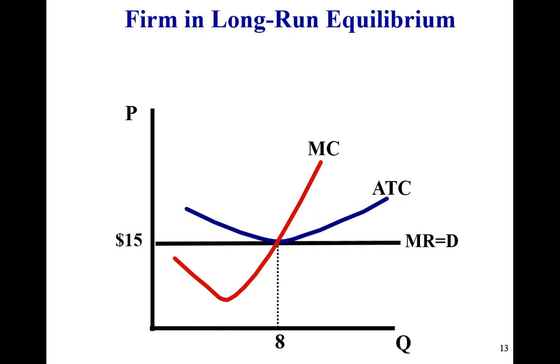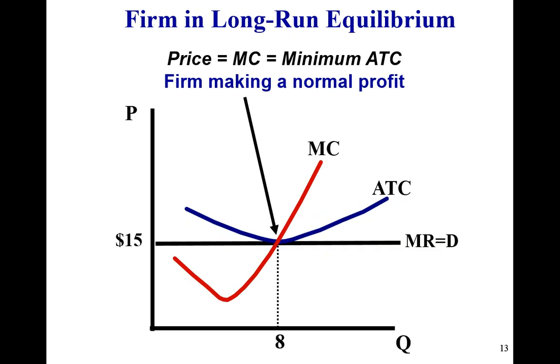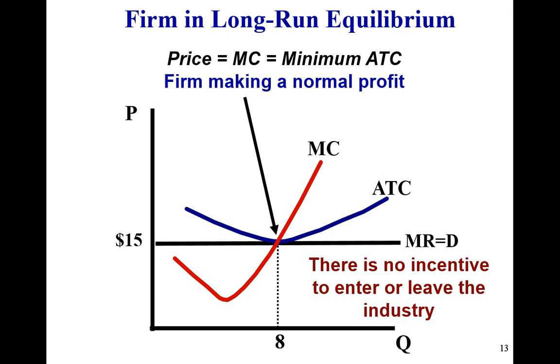Firm in the long run should look like this. This is called our normal profit. Price equals MC equals minimum ATC. They're all coming together at that one point and making a normal profit. So therefore, firms are not going to enter. They're not going to leave. They're perfectly happy making zero economic profit, but some accounting profit. You see TR equals TC in this case.